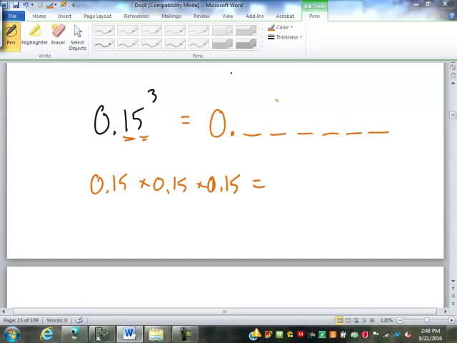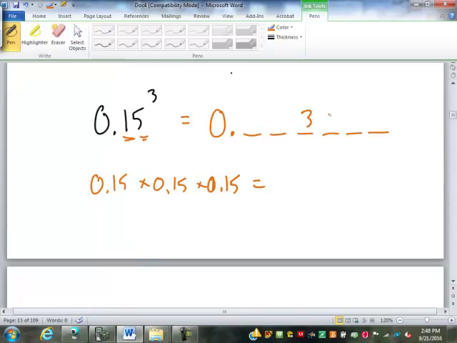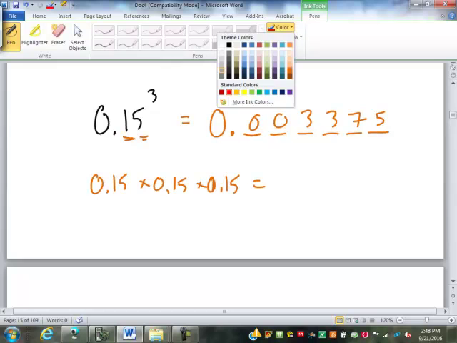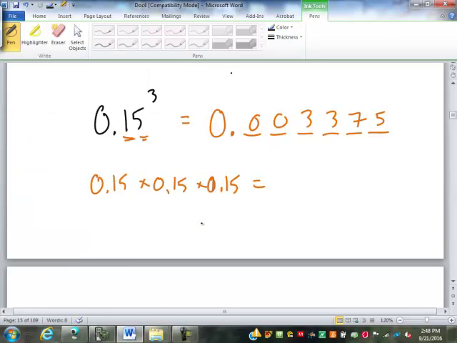So now 15 to the power of 3 is 3,375. So 0.15 to the power of 3 is 0.003375. Any questions?